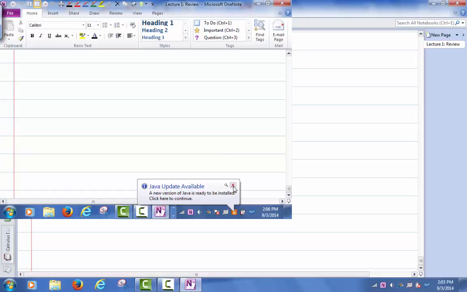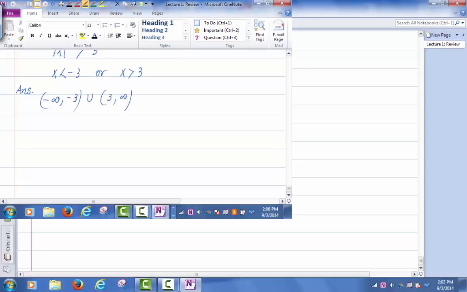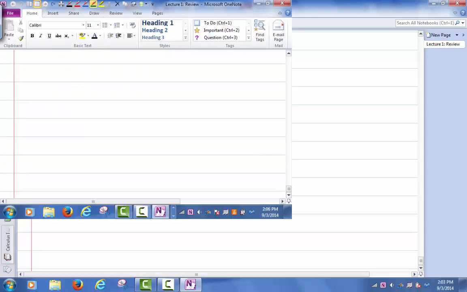Okay, so what I want to review today is analytic geometry. Okay, so the first thing that I want to review is what we call the rectangular coordinates.